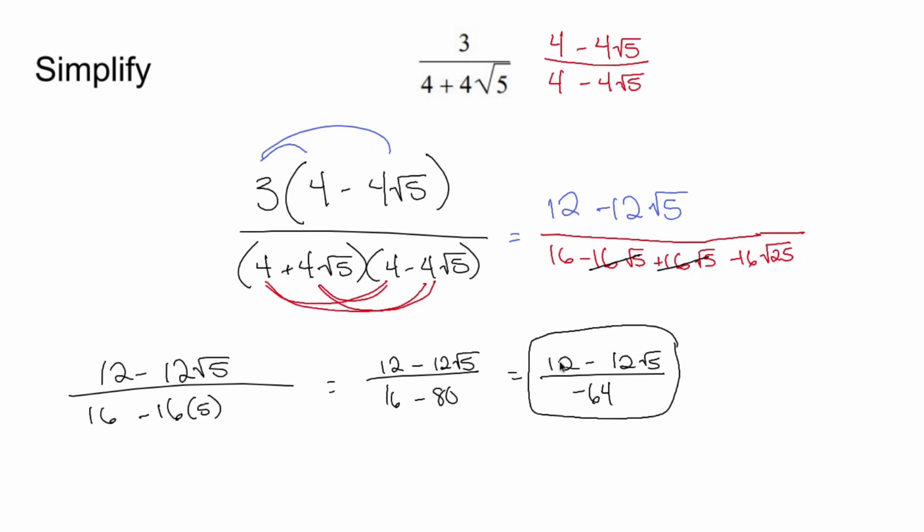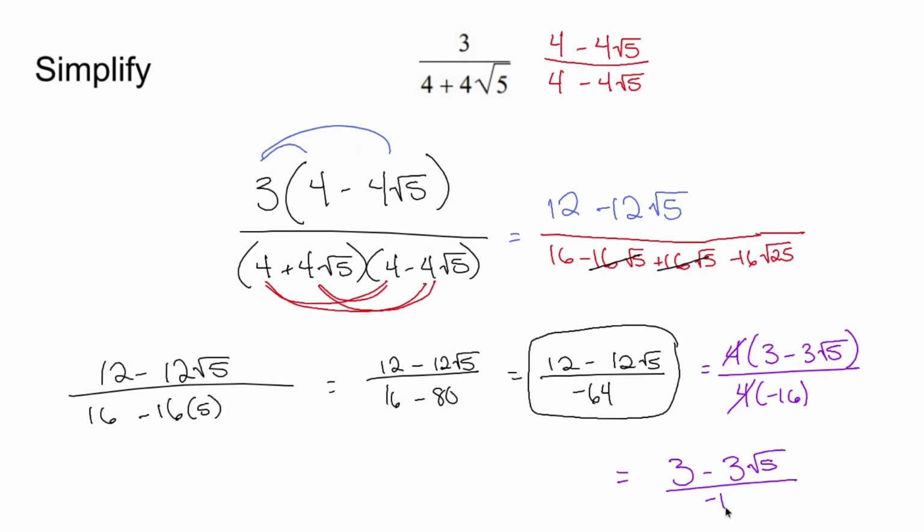If we need to simplify this further, you might notice that you have a 12 and a 64. Those all have 4s in common. Yep, 4s in common, and that should do it. So what I can do is, if I were to keep going, you can factor a 4 out of the numerator, which would make it look like this. You can factor a 4 out of the denominator, so that would be times negative 16. The 4 over 4 cancel each other out, and you're left with a final answer of 3 minus 3 root 5 over negative 16.